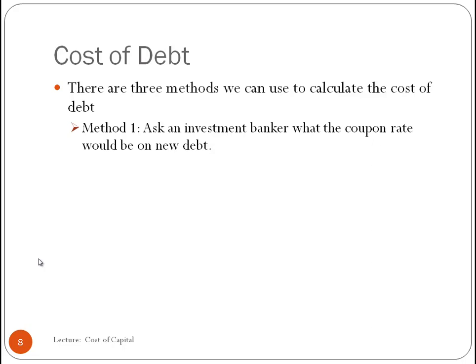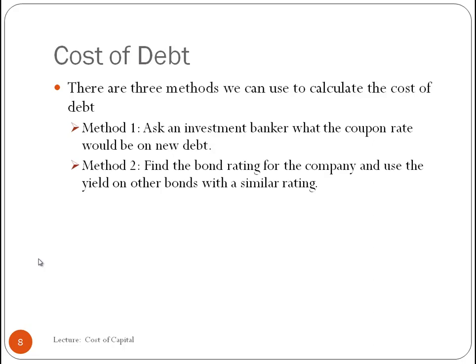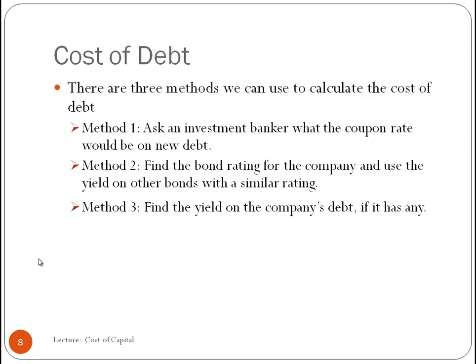But this is valid. Another method is the bond rating method. So we find the bond rating for the company or for a similar company, if our company doesn't have a bond, and we use the yield on the bonds with similar ratings. And that's a good way to do it. And then finally, the third method, which we'll give an example of next, is we can find the yield on the company's debt. Assuming the company actually has debt in the market, we can look at the debt and see what the market is pricing the debt at.